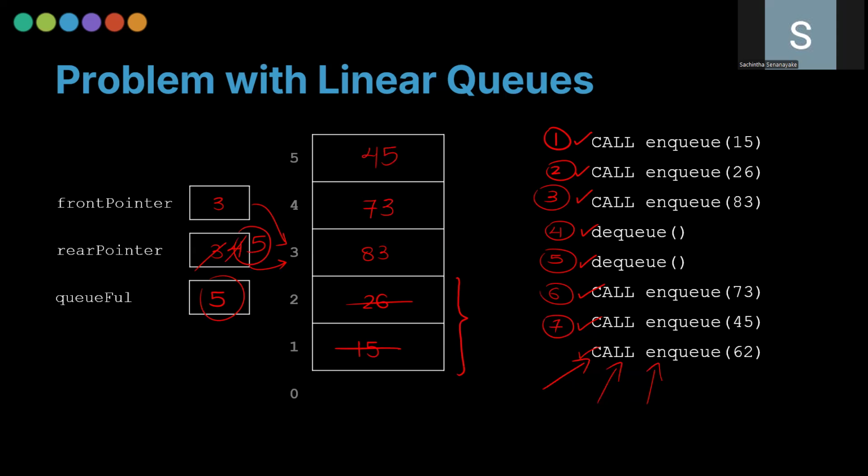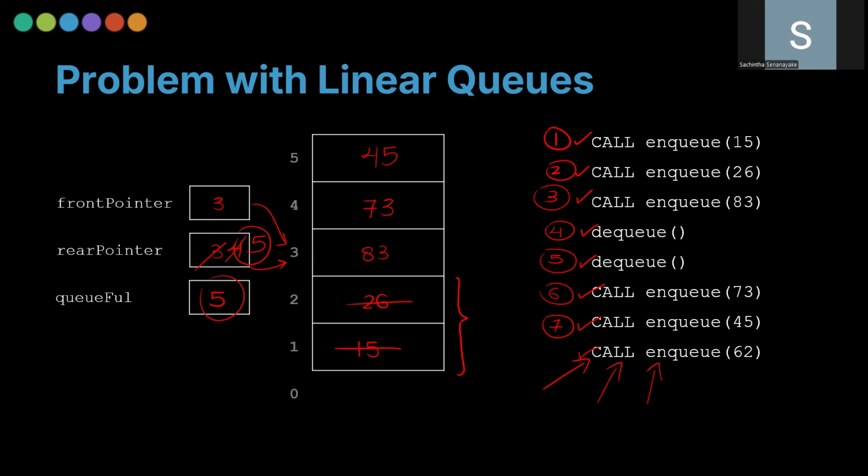Couldn't the 62 have gone to the front, guys? I mean, it could have. But the way that the linear queue works, it works in this rear to front fashion from top to bottom or bottom to top. It is not able to reuse locations at the front because it's linear.